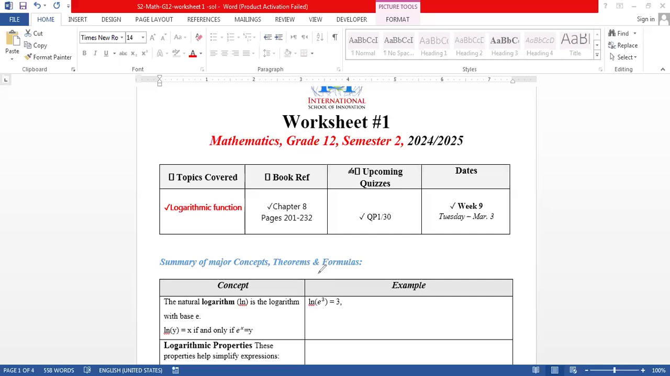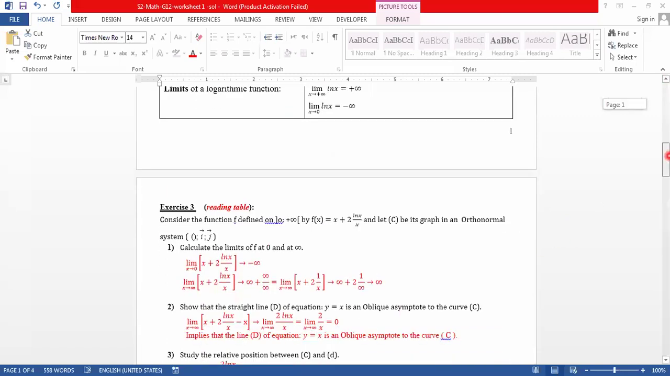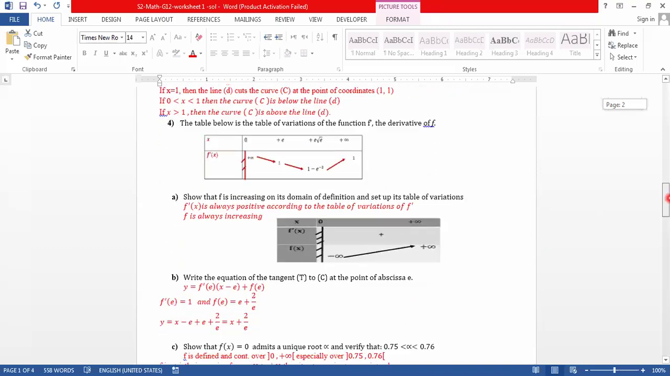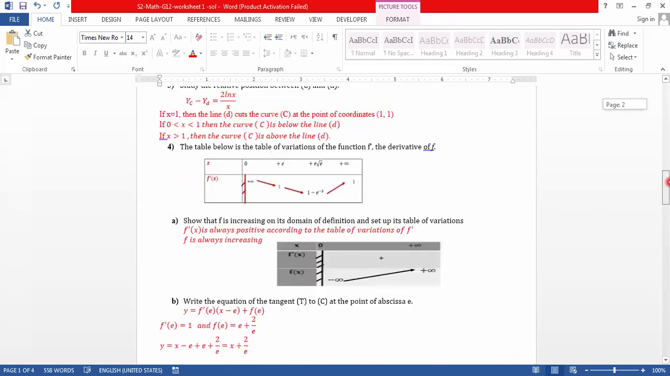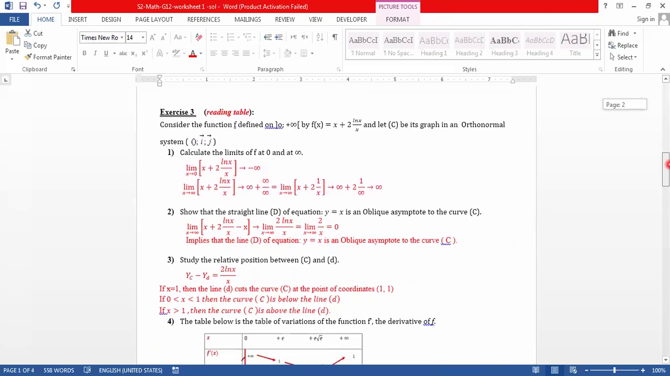So, grade 12, as you know, we have finished our lesson, which is the logarithmic function, and we have started with our worksheet. We've already solved 4 exercises. I'm going to go back and resolve with you exercise 3 and exercise 4, okay? So I'm going to start first with exercise 3.